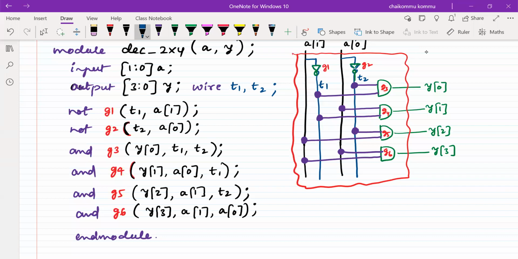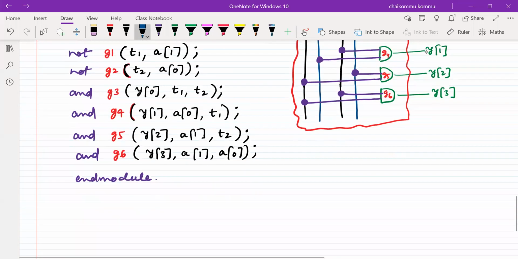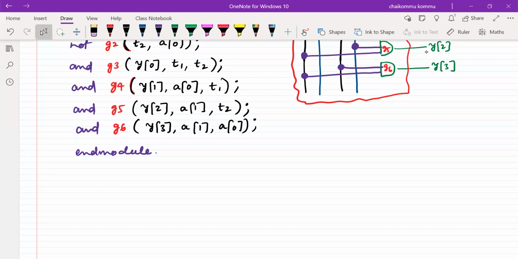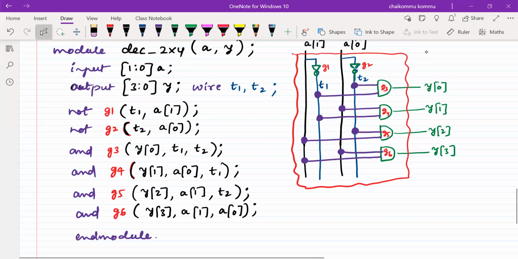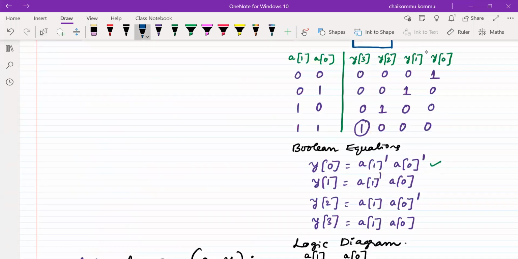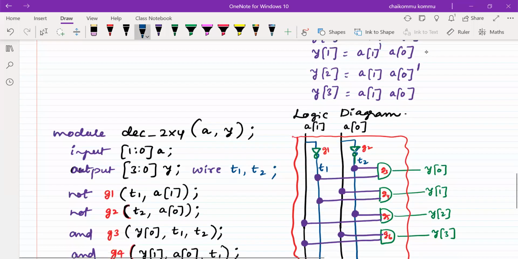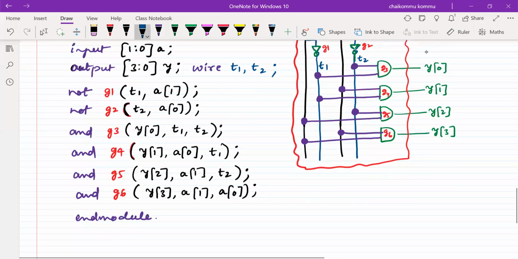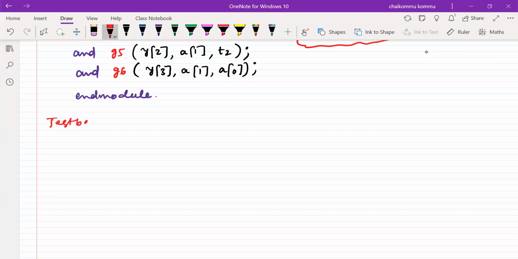For example, Verilog test bench also we can write very quickly. For the sake of simplicity, I'm writing the test bench only for the test vector positions. I will consider only these positions. So a part of the test bench I'm writing here.